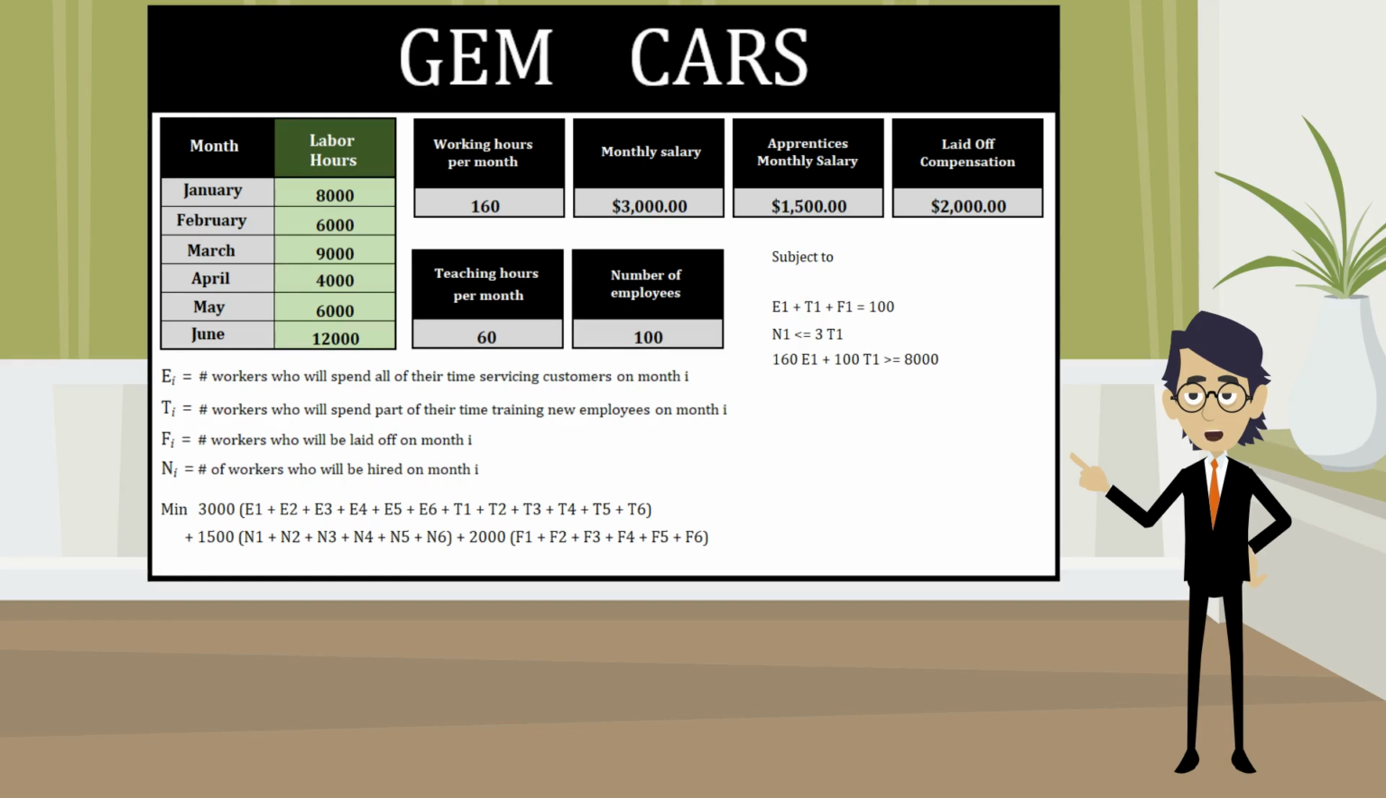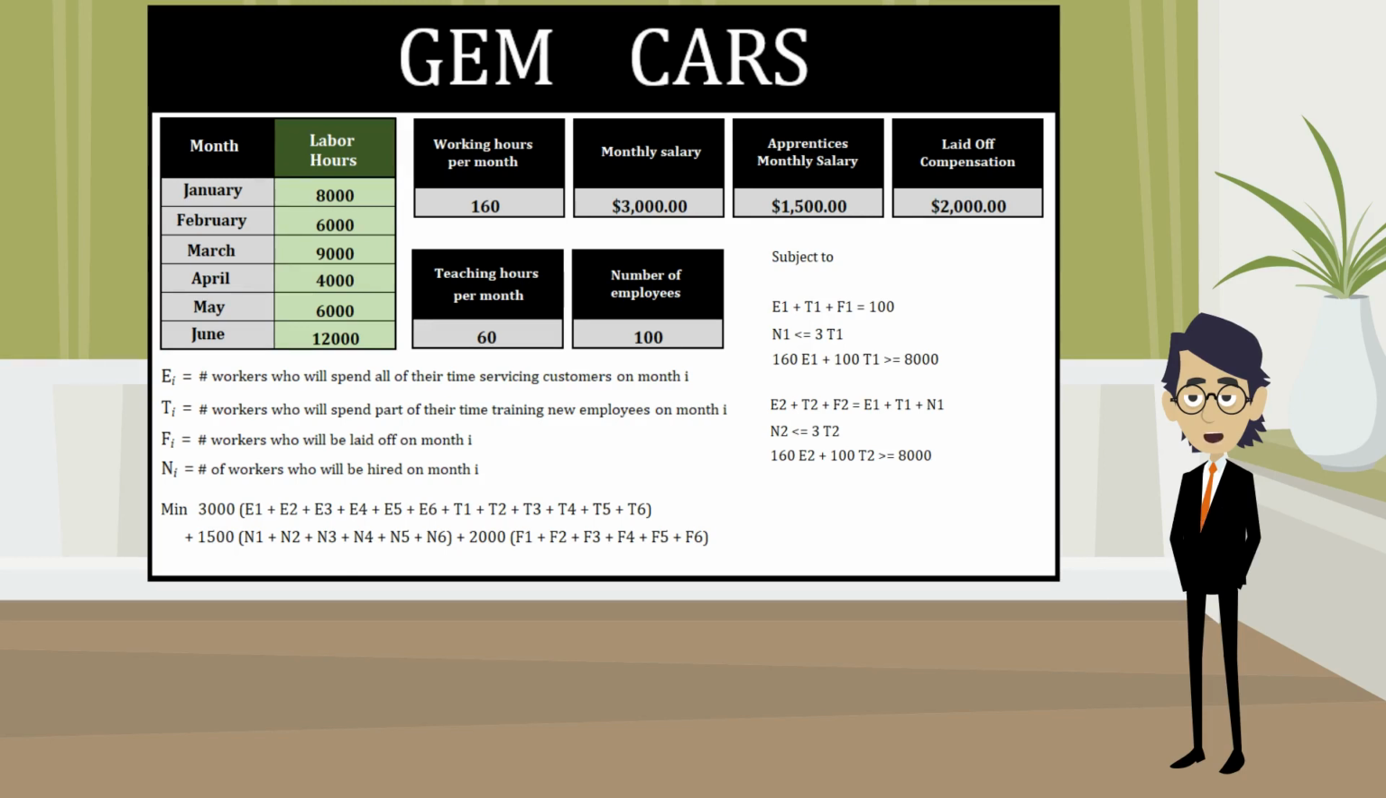The third constraint says that the number of hours dedicated to our customers must be at least 8,000. In this case, our employees that are not in charge of training activities must contribute 160 hours to this task, while the employees in charge of training must contribute 100 hours to customer service. As you can see, there are no more constraints in the first time period. Now we will define the constraints for the second period.